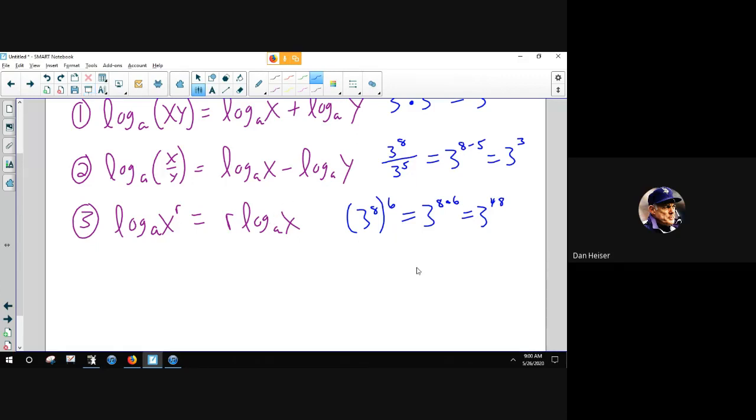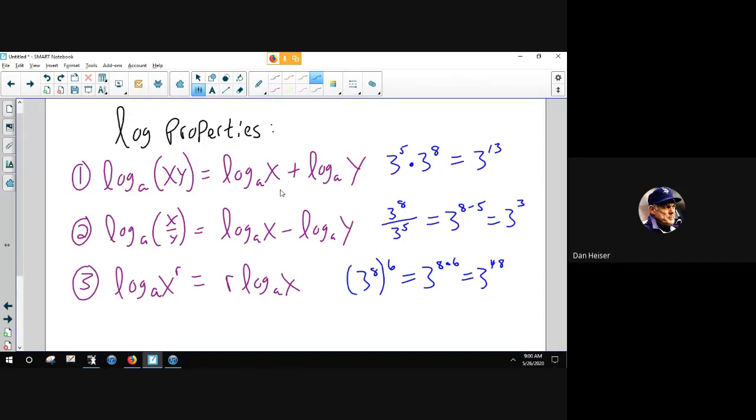The three log properties. Make sure that you get comfortable using those. There are things that are going to pop up from time to time that you will need to be able to use these with.